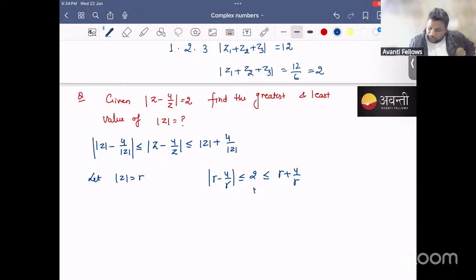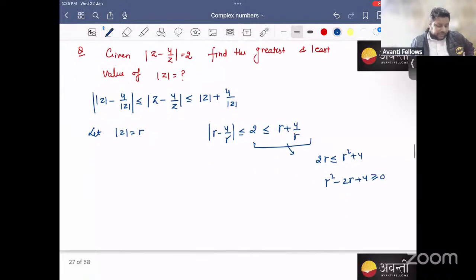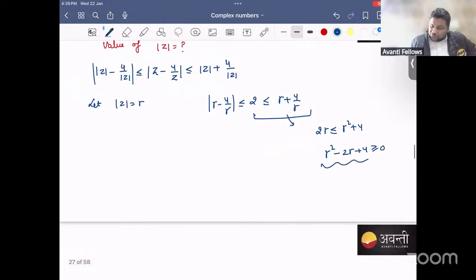Now, if I go with this part of the inequality, 2r is less than or equal to r square plus 4. That means r square minus 2r plus 4 is more than or equal to 0, which is always true, because its discriminant D is negative. So this part is always true.